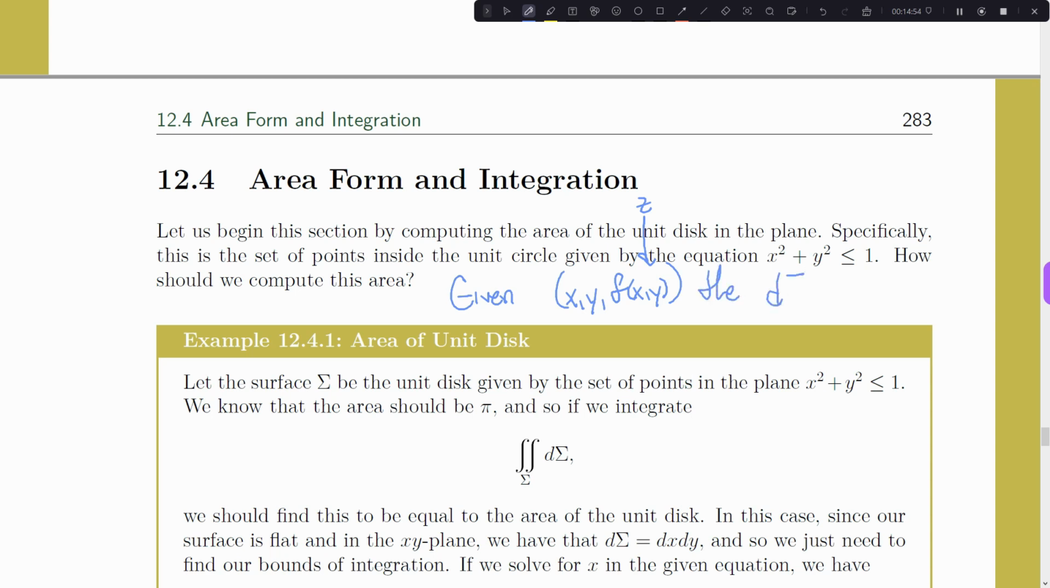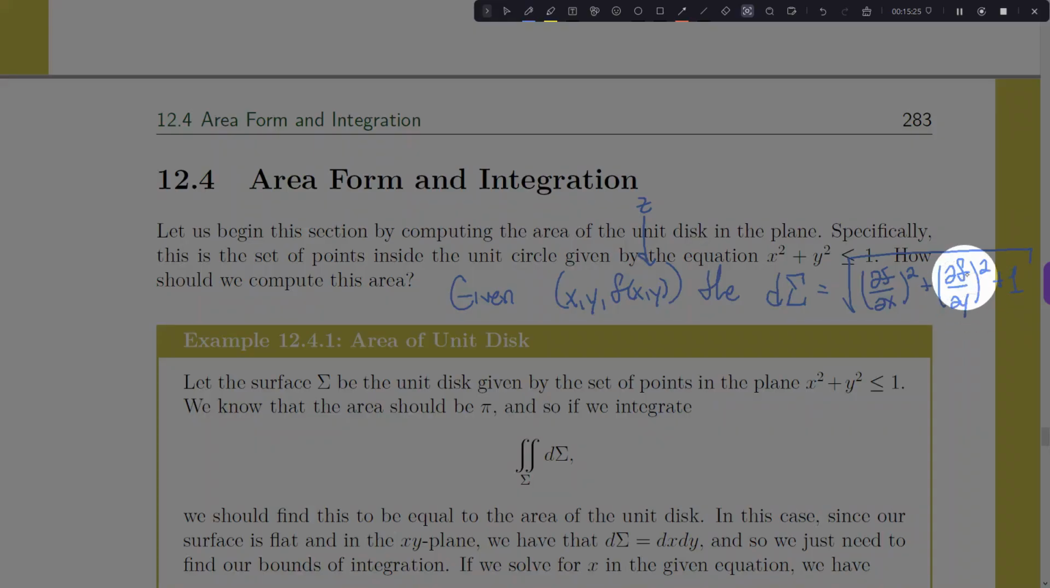What we call the surface differential, d sigma, is just like the one-higher analog to our surface area differential. So we're going to get the square root of partial f partial x squared plus partial f partial y squared plus 1. If you'll recall from arc length, we only had one of these derivatives squared plus 1 in the arc length formulas. This was back in the section where we introduced integrals over curves.